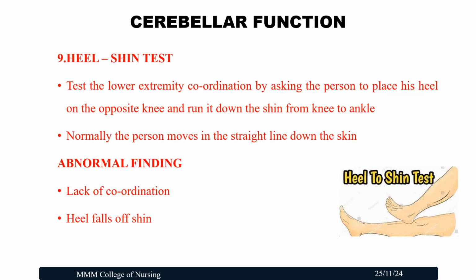Heel to shin test. Here, test the lower extremity coordination by asking the person to place his heel on the opposite knee and run it down the shin from knee to ankle. Normally the person moves in a straight line down the shin. For the abnormal findings in the heel to shin test, a lack of coordination will be there, and the heel falling off the shin can sometimes be expected.